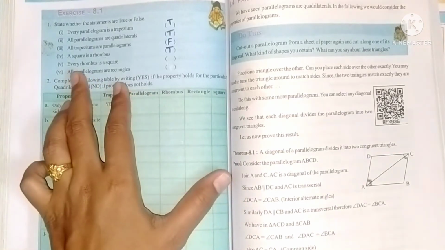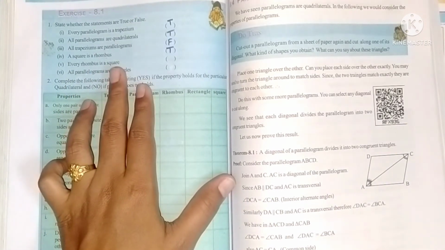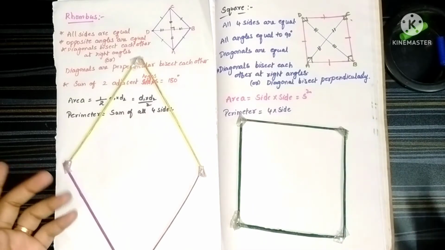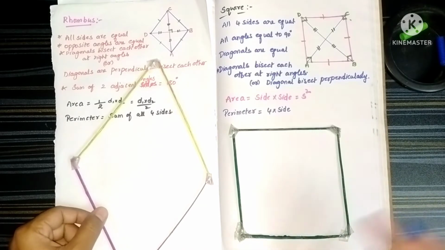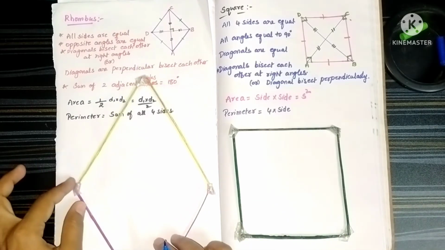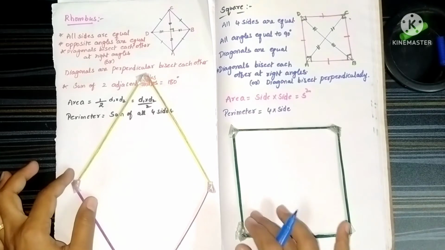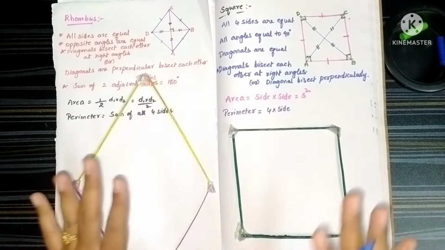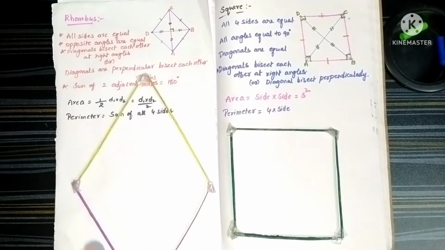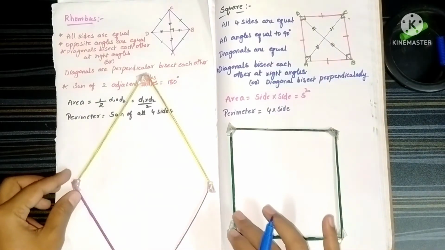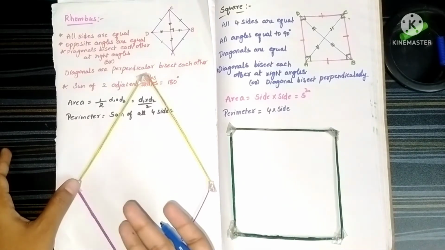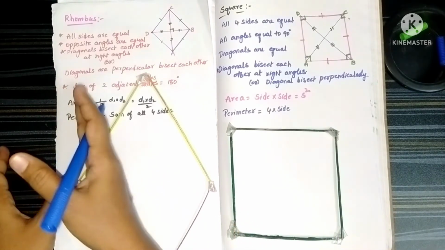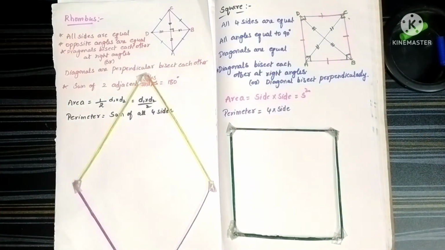Next one, every rhombus is a square. I already told you a rhombus is not a square, because in a rhombus each angle is not 90. Yes, all the sides are equal in both cases, but coming to the angles, we say a square when each angle is a right angle, but here each angle is not a right angle, so we cannot say a rhombus is a square. So a rhombus is not a square.